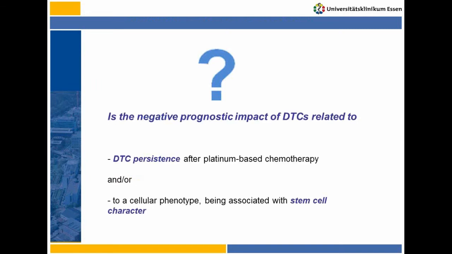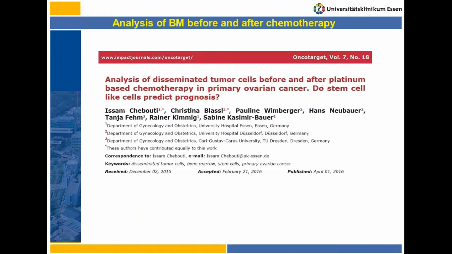So the next question was, is the negative prognostic impact of DTCs related to a DTC persistence after platinum-based chemotherapy, and/or to a cellular phenotype being associated with stem cell character? There were some publications that stem cell factors like Lin28 or SOX2 are associated with ovarian cancer. This is a study which has been published very recently, only some weeks ago, where we analyzed the bone marrow before and after chemotherapy.